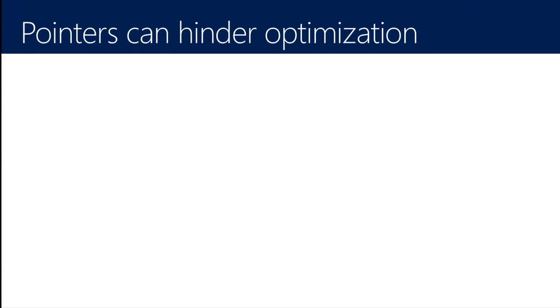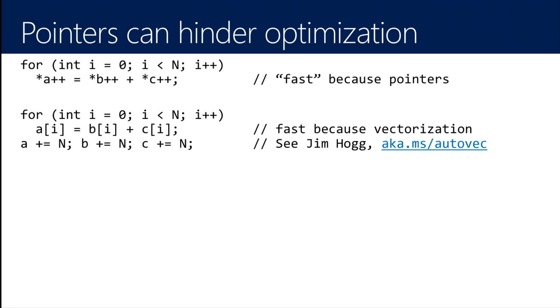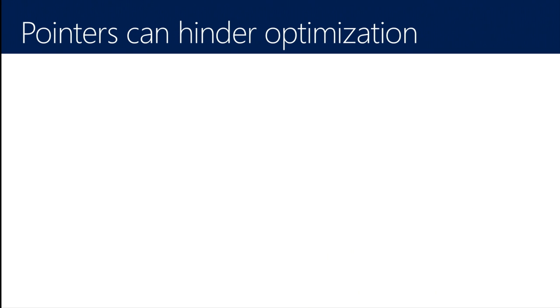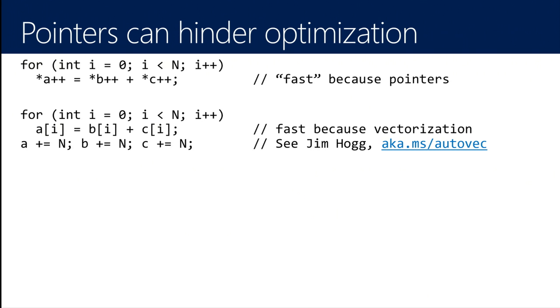Pointers can hinder optimization. So the first example, I'll just show you both of them. The first one is fast because a pointer is used, right? So they assume that things would be fast there, but in actuality, it's confusing the optimizer. The second example, that's more deliberate, is actually much better.